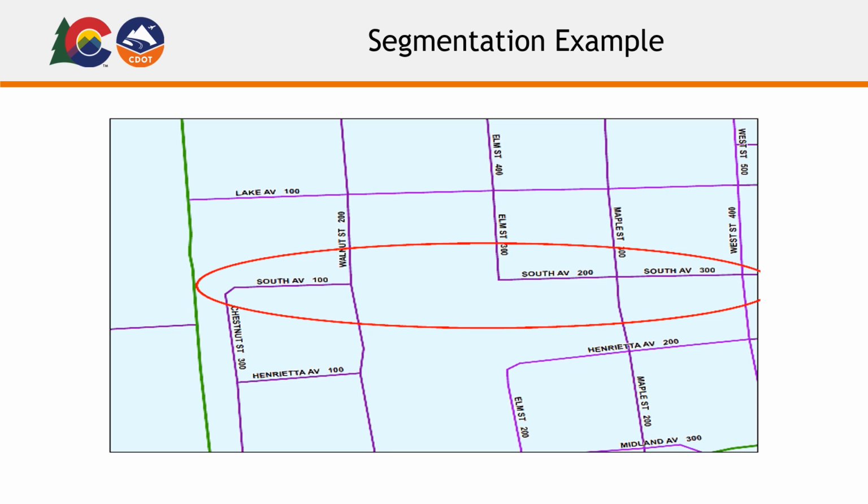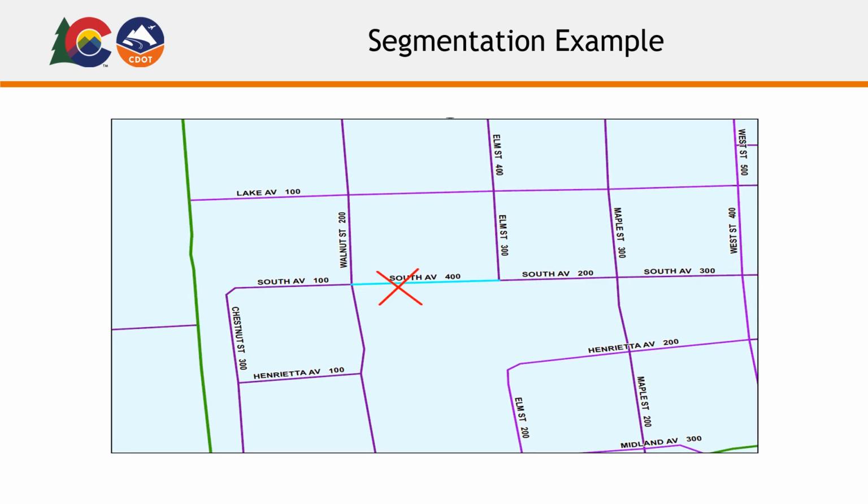In the example shown here, a segment needs to be added to South Avenue between segments 100 and 200. You can see that the segment number 300 exists to the east of segment 200. This indicates that the route travels from west to east, and each of the segments' from and to descriptions would need to depict this.